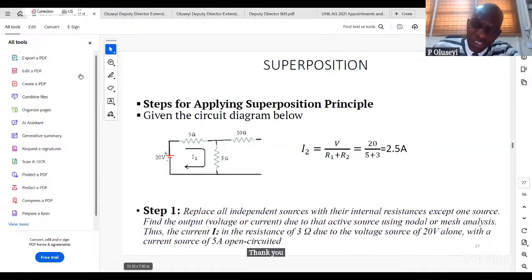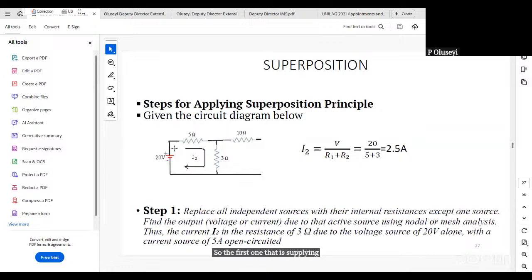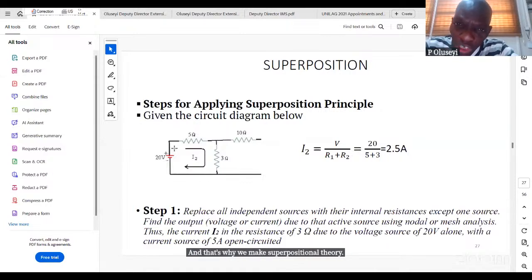Thank you. On the account of your knowledge of Kirchhoff's voltage and current laws, when you open a source, then current will not flow because you must complete the circuit. And remember, this is superposition. The contribution to the 3 ohm resistor is what you are looking for. So if that is correct, 2 sources are supplying that particular resistor, as you well know. I love the question you have asked. And that's why superposition theorem is one of the things you must study in the laboratory so that you will be able to appreciate what we are saying here.